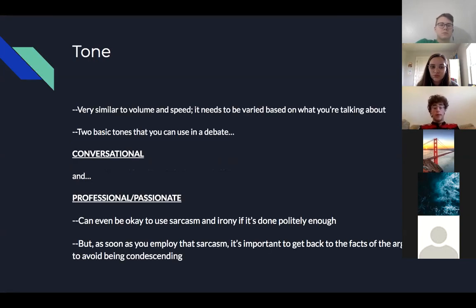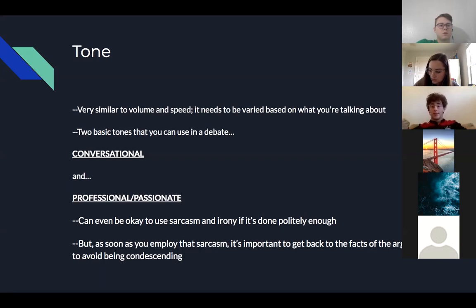Okay, moving on to tone. This is very similar to volume and speed in that it needs to be varied based on what you're talking about. There are two basic tones that you can use in a debate. The first is conversational. What I've found to be somewhat successful is to be more conversational when you're explaining things to the judge, like on your links or when talking about why an argument matters in the round. It makes a lot more impact if you have a conversational tone and you're not just preaching to them.